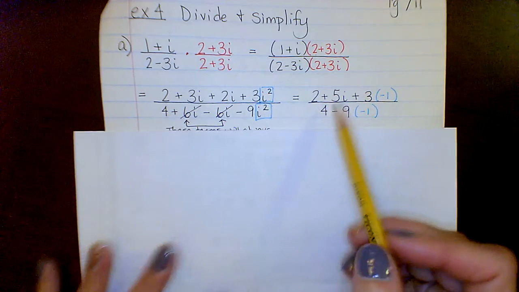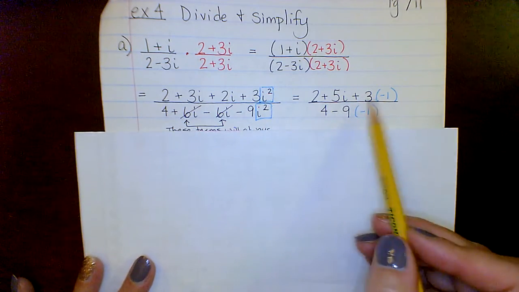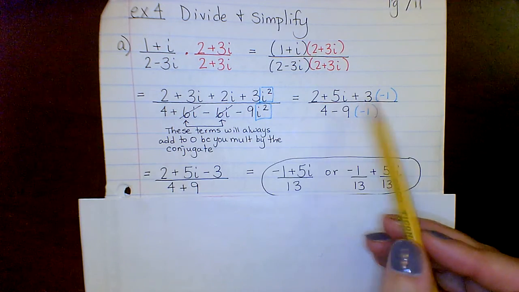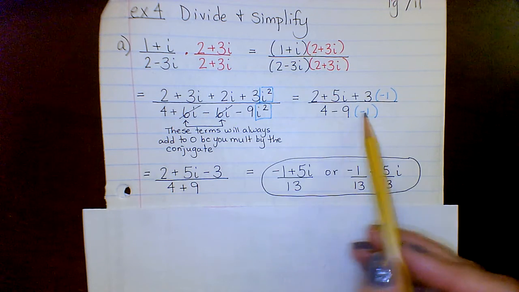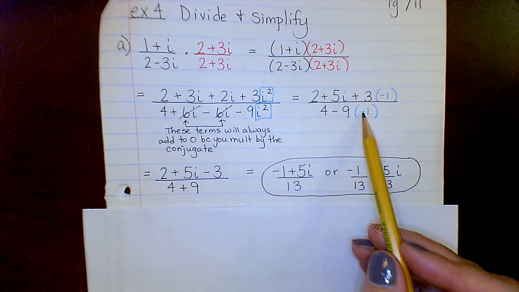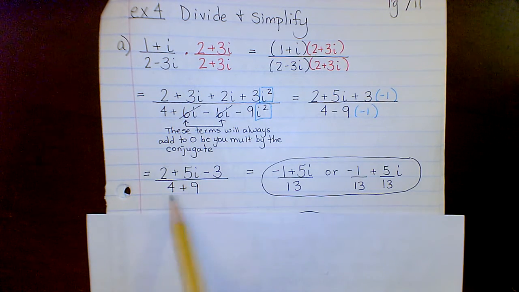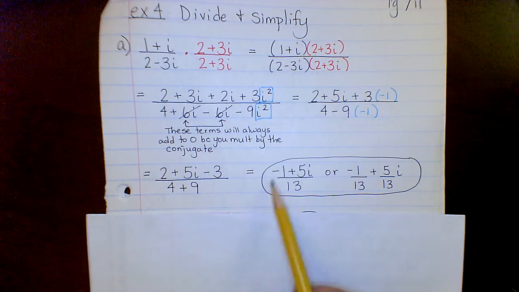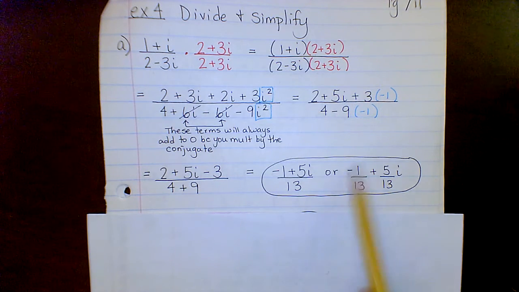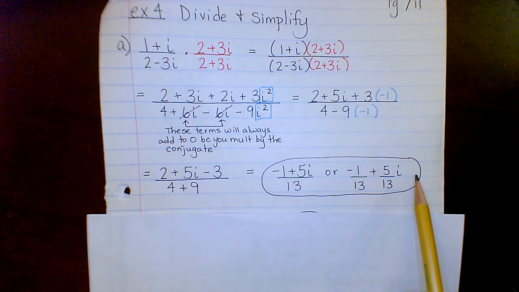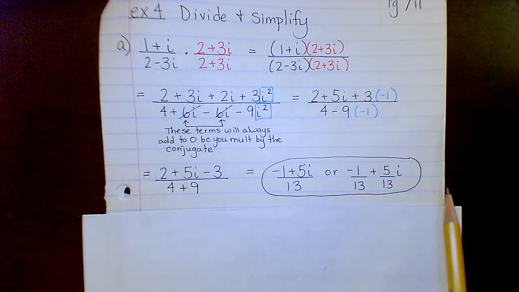This is going to simplify into 2 plus 5i minus 3. Those multiply out to 4, and that's going to be a plus 9. And then we get 4 plus 9 is 13, 2 minus 3 is negative 1. You can write it like this, or you can split it into 2 fractions. Either answer is acceptable in Hawks. So either way that you want to write it.